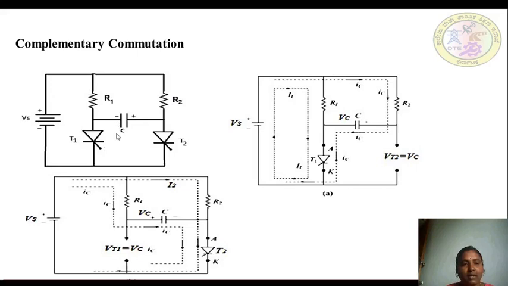The main thing about how this complementary commutation is going to work is, if you turn on T1, then the turning on of T1 will turn off T2, and turning on of T2 will turn off T1. So complementary: if one SCR is on, the other SCR will be in the off state. If this SCR is in the on state, the other SCR will go into the off state. These are some of the circuit diagrams of the same complementary commutation, which we will see further.